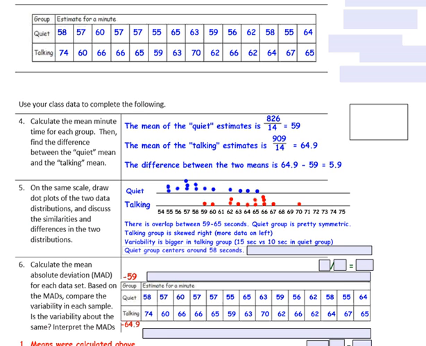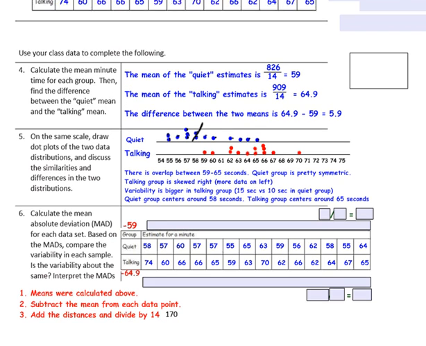The quiet group centers around 58 seconds. Remember, when you're determining where it is centered, count how many dots there are, and then divide them in half. So we have 1, 2, 3, 4, 5, 6, 7, 8, 9, 10, 11, 12, 13, 14 dots. So we have 1, 2, 3, 4, 5, 6, 7. So the centering is right about there at 58 seconds. And the talking group centers around 65 seconds. So that's a good way to estimate the mean of each group.